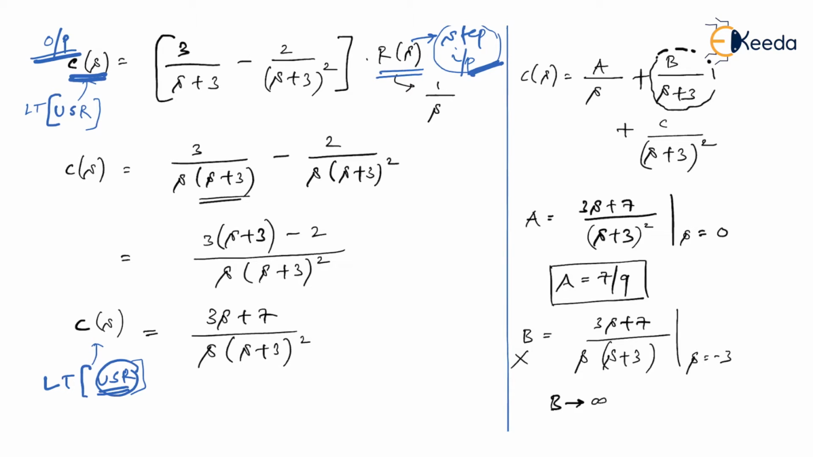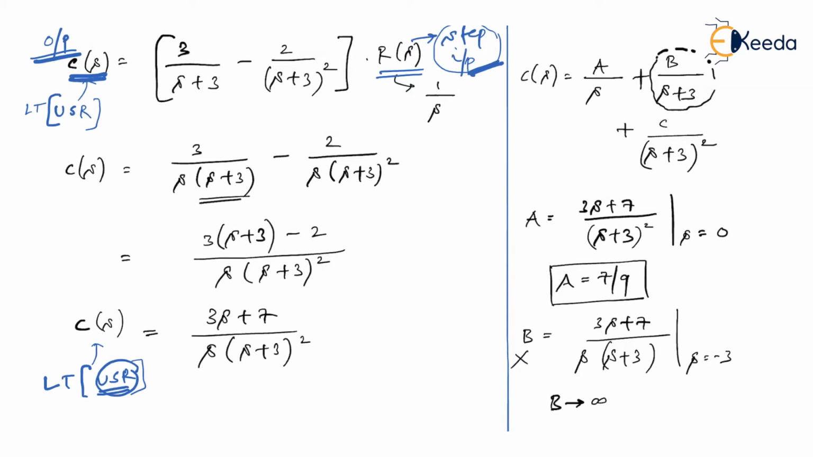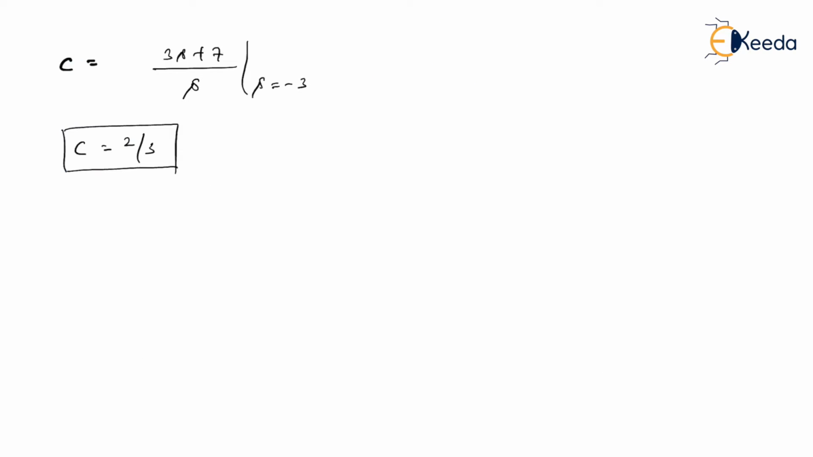First of all, we will solve for C then. So C is equal to (3s plus 7) divided by s, where s value is substituted as minus 3, and after doing so you'll get C value equal to 2 by 3. Am I right? And then what you do is, in this expression, just substitute the value of s equal to 0 and get the value of B, instead of going for this approach. And after doing so, you'll get the value of B as minus 7 by 9.